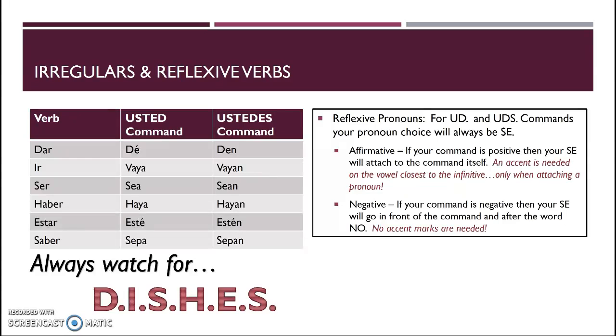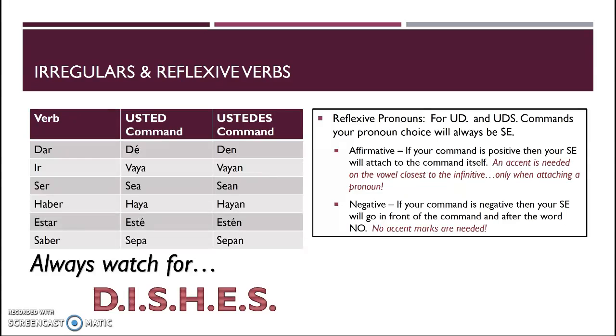Where we put the pronoun will change. If we have a positive command, we attach it to the end of the command form, but that requires that we also accent the vowel closest to the infinitive. Remember, the se is not part of the infinitive, so we have to find that last vowel before the se and count one backwards. That is the vowel that will get accented.